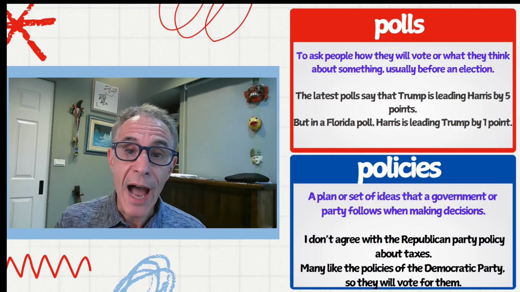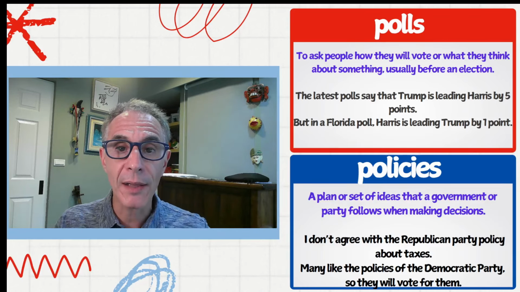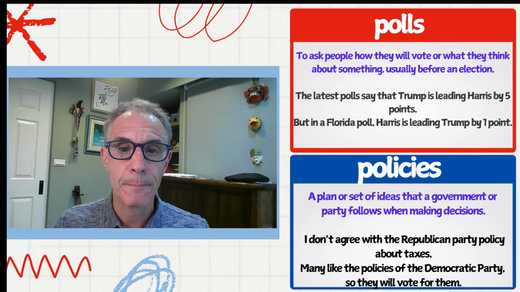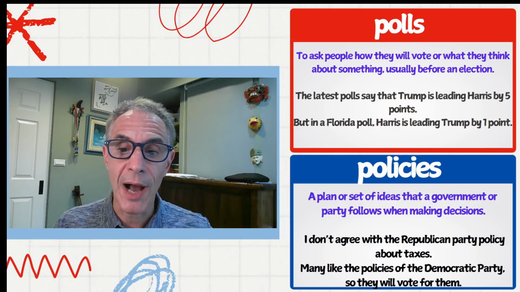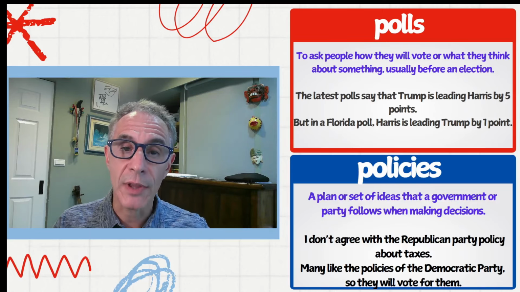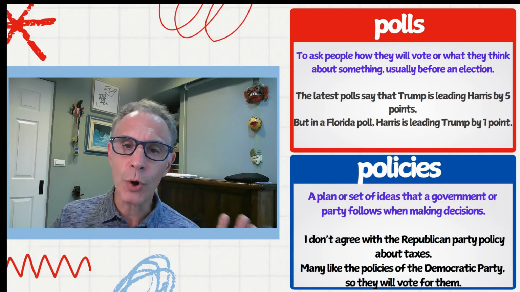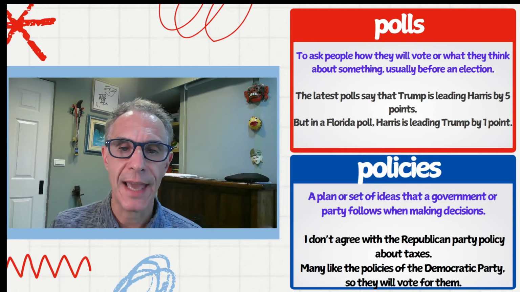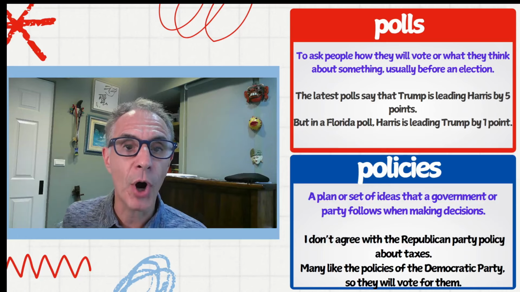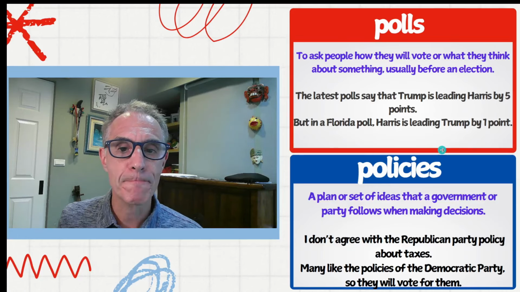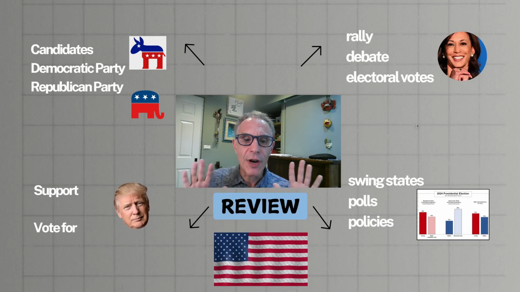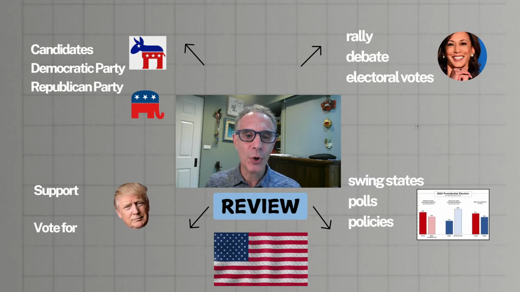So some examples, I don't agree with the Republican Party policy about taxes. Many people like the policies of the Democratic Party, so they will vote for them. So it's not only the personality of the candidate, it's the policies of the party as well. And there you are, okay? These are, I think, enough really important election vocabulary words you need to know, and kind of conversation about how to talk about a USA president election, okay?